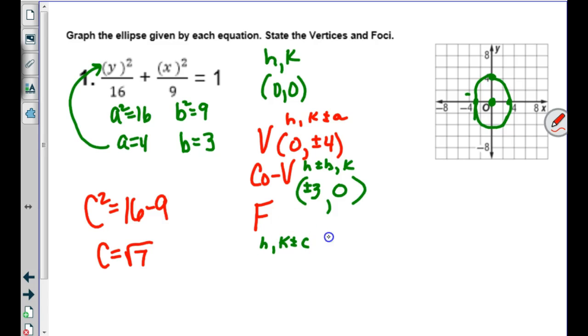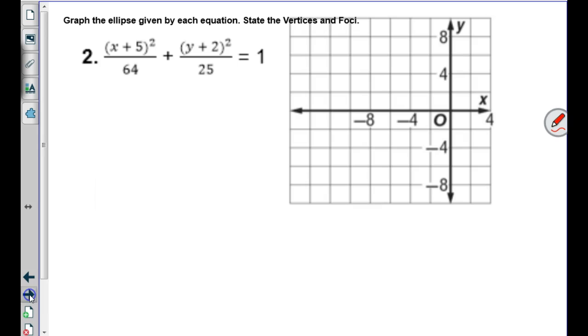So since h and k are 0, we just have 0 plus or minus the square root of 7, which is like, I don't know, 2 point something. So it'd be in here somewhere for the foci. Not too worried about where that is accurately, probably because it's very hard for those to come out nice. So you need to state it as an exact value, but when you go to graph it, you might want to find a decimal.